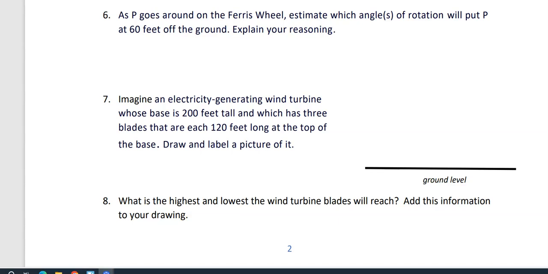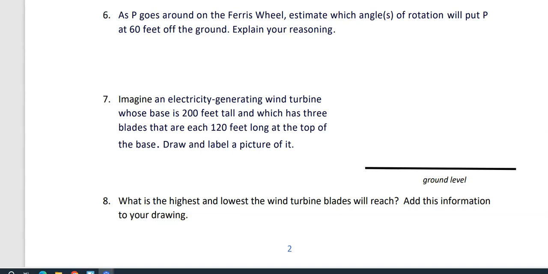So in problem number 6, I'm not asking you to actually solve for the exact radian measurement, but actually rely on the unit circle, whether you're looking at the one divided into 12 parts or the one divided into our two special right triangles, and just try to figure out between what two radians I should expect the Ferris wheel to be 60 feet above the ground.